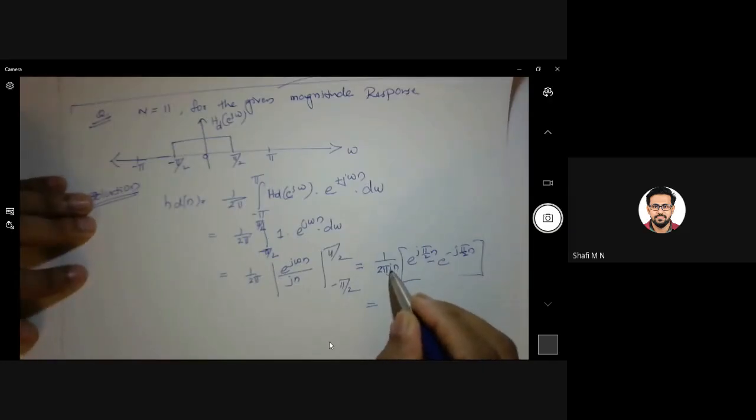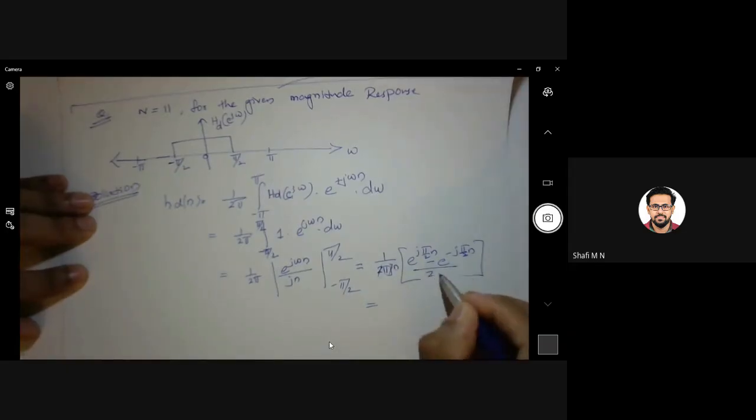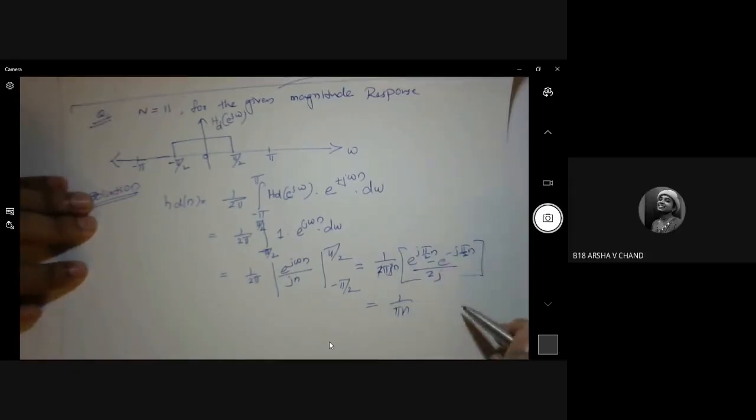By pi n വെളിയിലിടുകയാണ്. 2j എന്ന് പറയുന്നതിനെ കട്ട് ചെയ്ത് അകത്തേക്ക് എഴുതുകയാണ്. So you will have 1 by pi n into what is this thing? Sin pi by 2 n. So that's it. That is the final answer.